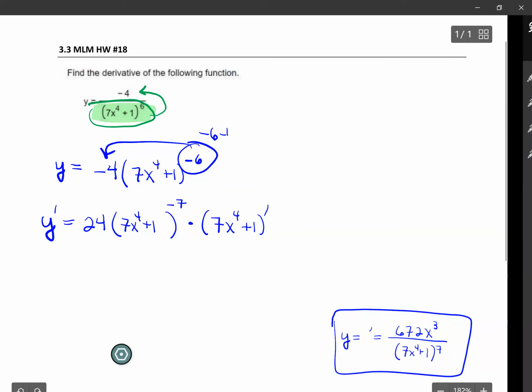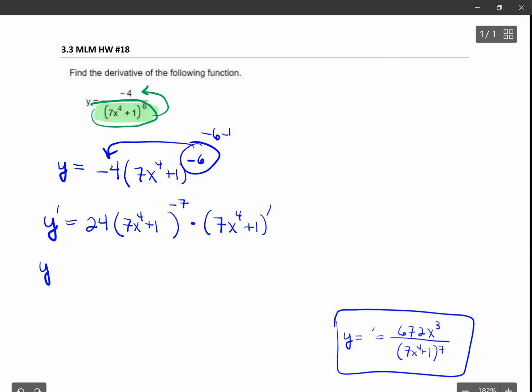Okay, so let's go ahead and find the derivative of that base. So I had 24 base to the -7 power. And then to find the derivative of this base, it's just power rule. That's just a polynomial. So the derivative of 7x to the 4th, I just multiply that down. That's going to be 28x to the 3rd power. And again, if you're adding a 1, that's a constant. So the derivative of a constant is 0. We don't need to write it.